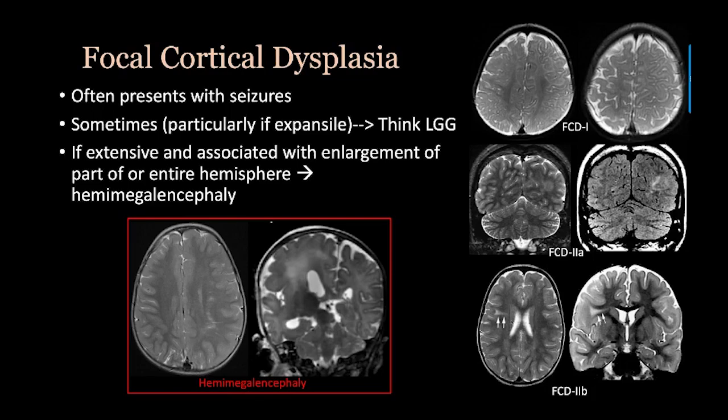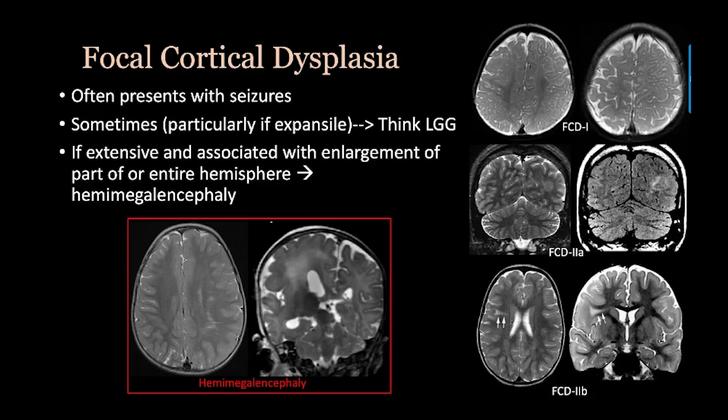If focal cortical dysplasia is extensive and associated with enlargement of part of or entire hemisphere, it is called hemimegalencephaly. Remember that the more acceptable term for hemimegalencephaly nowadays is dysplastic megalencephaly. So both terms are still used, so we should be familiar with them. Hemimegalencephaly and dysplastic megalencephaly are essentially referring to the same concept.